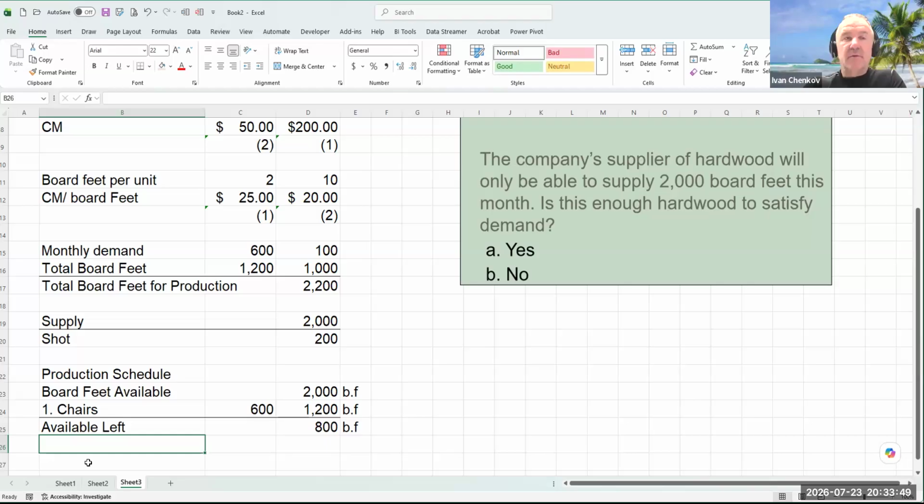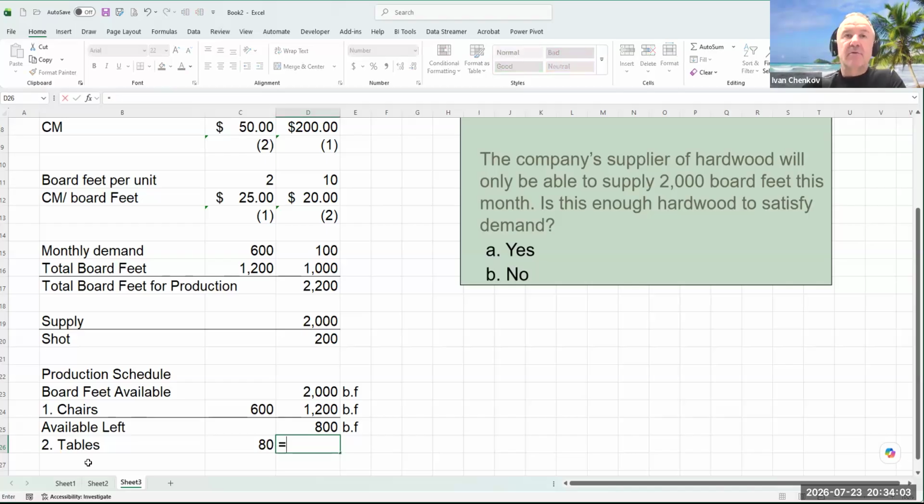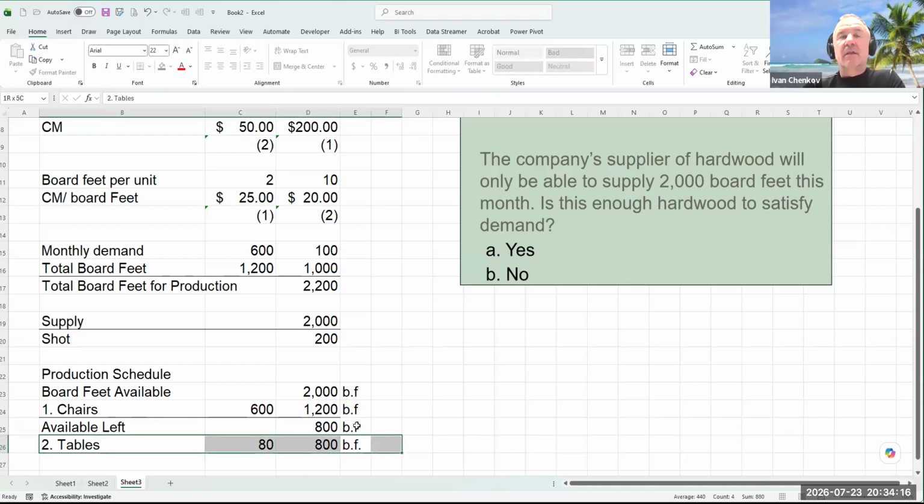Obviously, the second thing that we're going to do is we focus on the tables, and we're going to produce only 80 tables. Once we produce the 80 tables, we're going to use the entire capacity of the board feet that we have, and available board feet will be at this point 0.